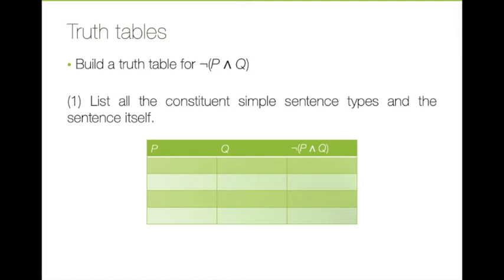So let's look now at our example, not P and Q. We start by listing all the constituent simple sentence types and the sentence itself. So we have a column for P and a column for Q. Those are our 2 simple sentence types. And a column for the sentence itself, the negation of P and Q.